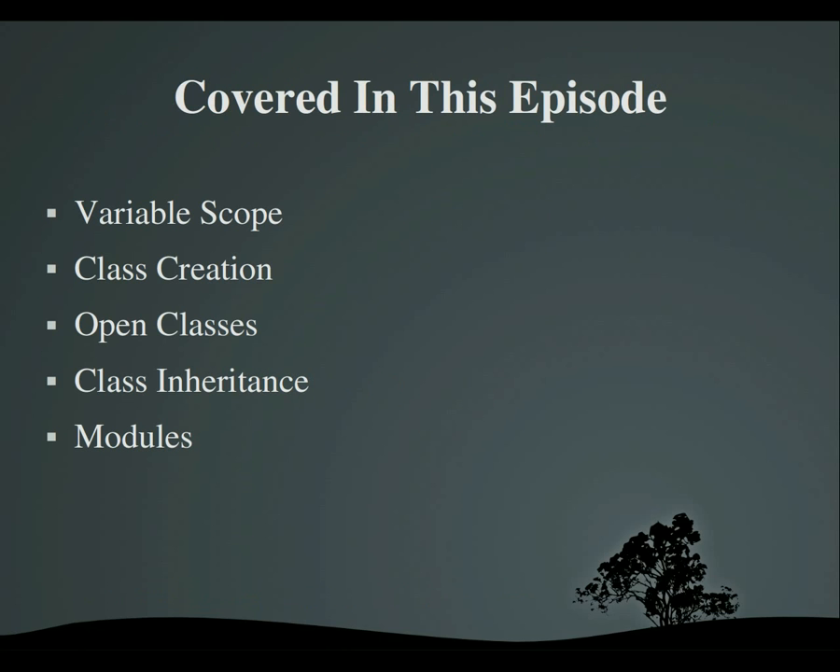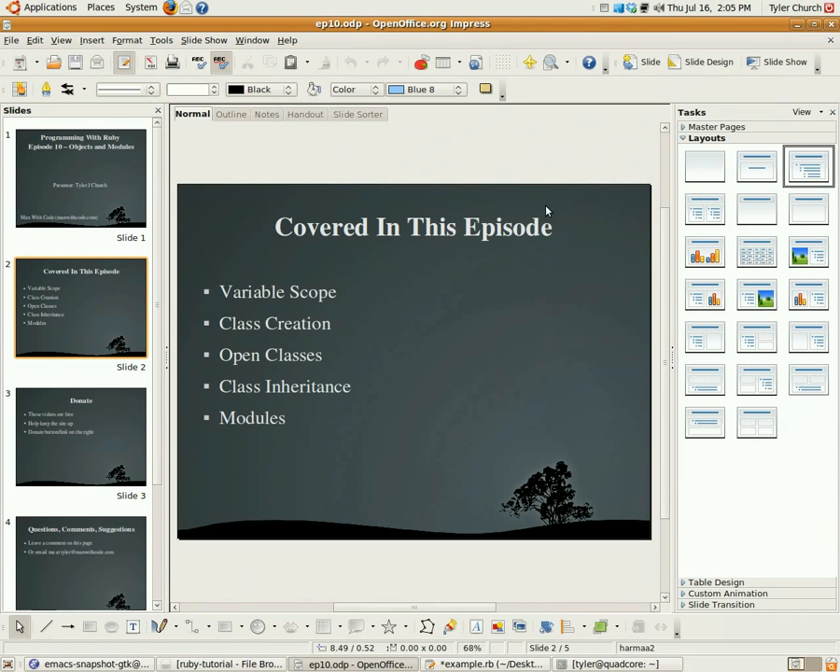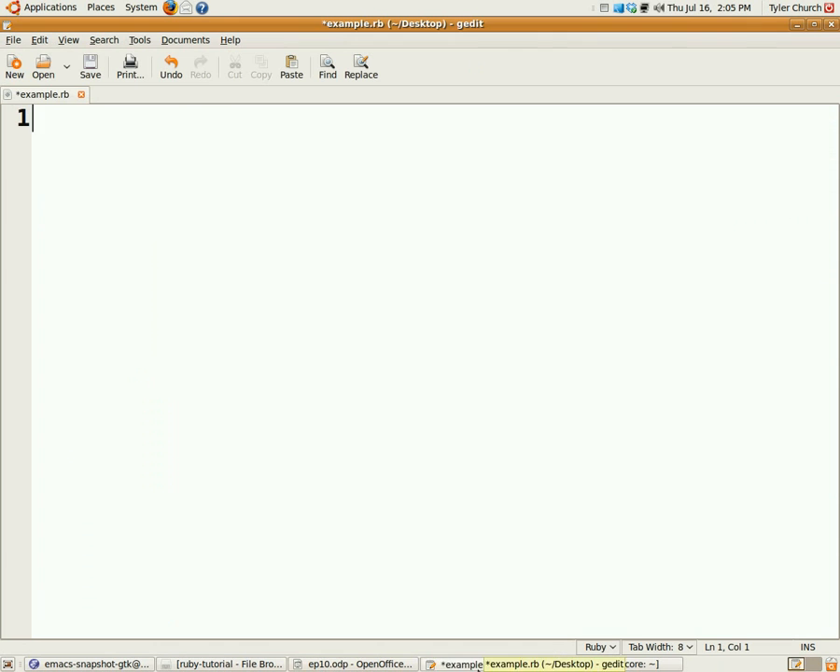In this episode, I will be telling you what variable scope is, what you need to know about when you develop more advanced applications. I'll be going more in depth about class creation, even though I covered it before. I'll be telling you what open classes are and when they're useful and how not to completely mess yourself up when you're using them. I'll be telling you how to use class inheritance. I'll be teaching you about modules. Again, something you need to know about when you develop more advanced applications.